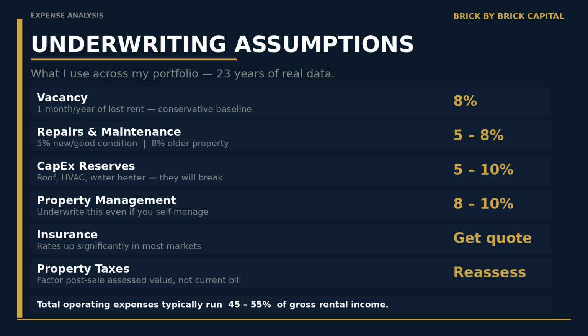Property management, 8 to 10% of collected rent. Even if you plan to self-manage, I mean this seriously, if you underwrite assuming zero management cost and then you get a job change, a health issue, or a second property, and you suddenly need a manager, you just destroyed your returns. Underwrite the real cost. If you self-manage, that 10% becomes profit. If you don't, you're covered.